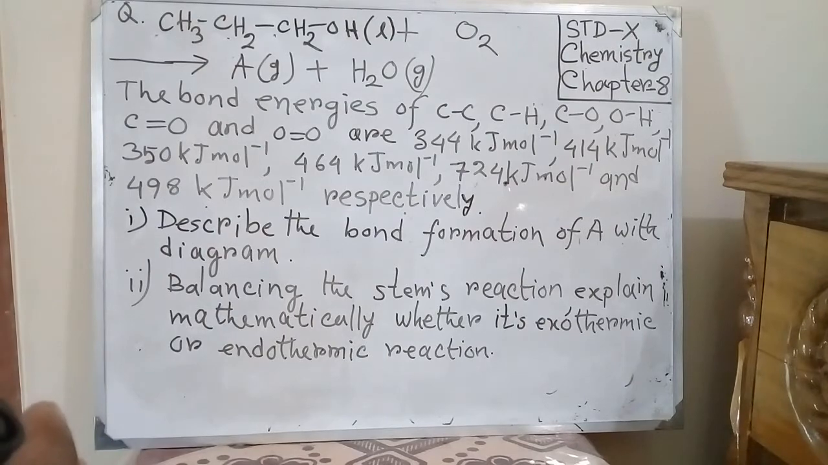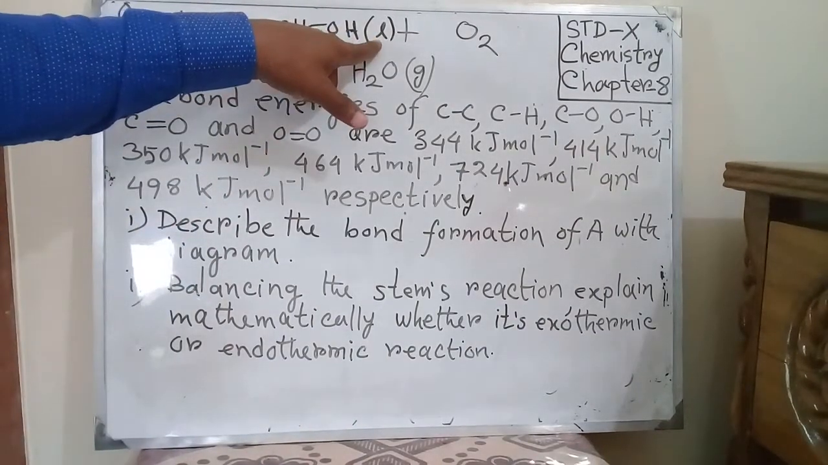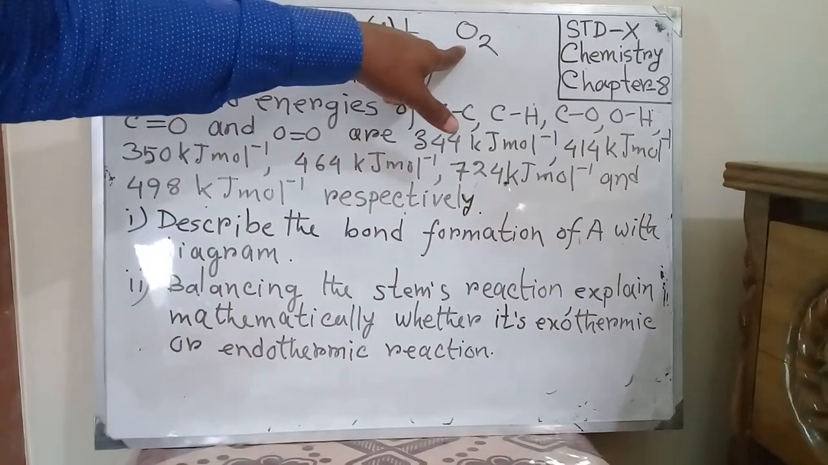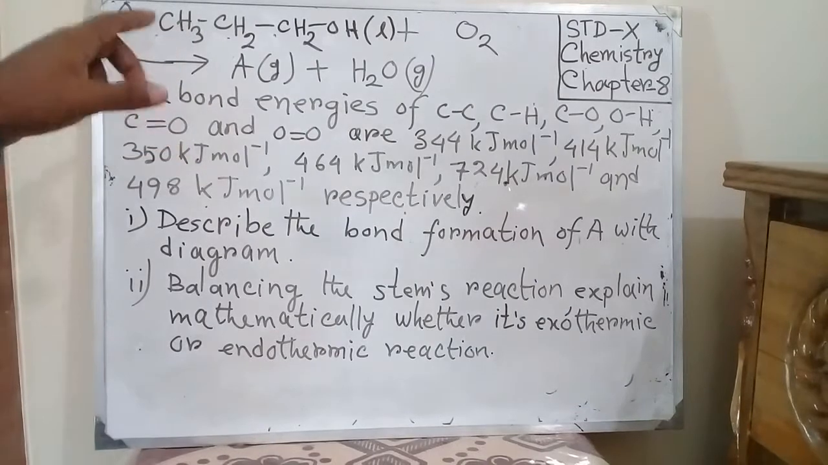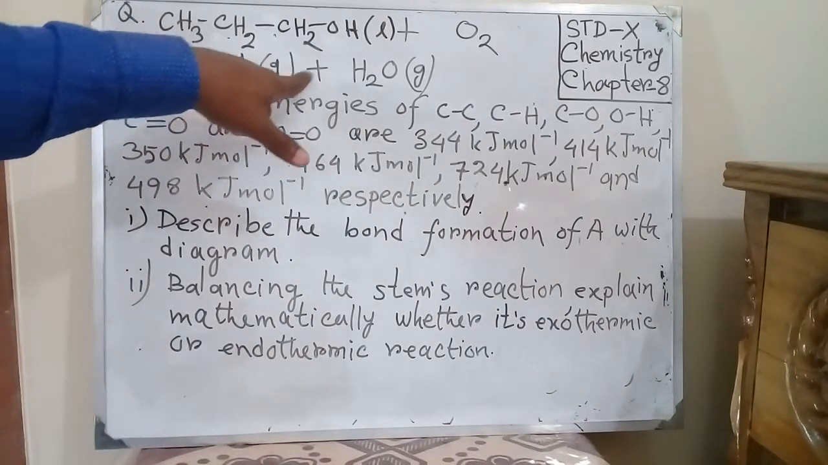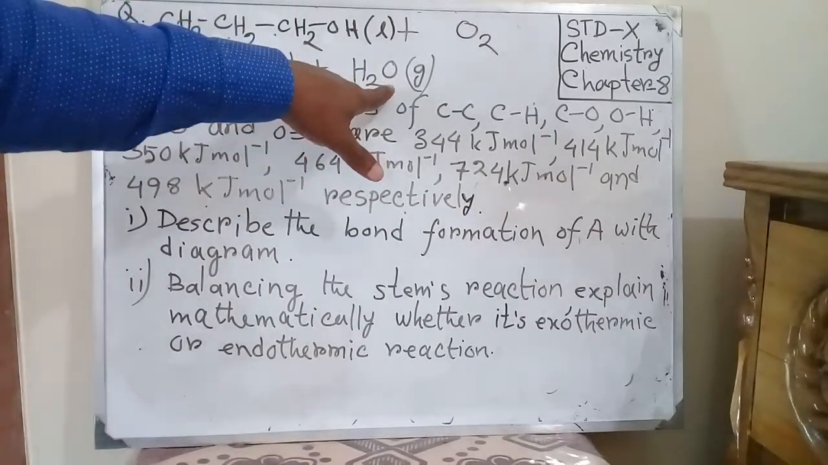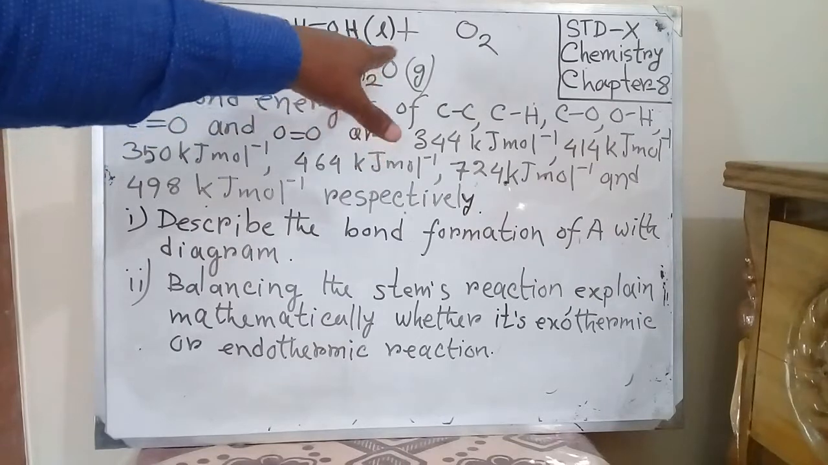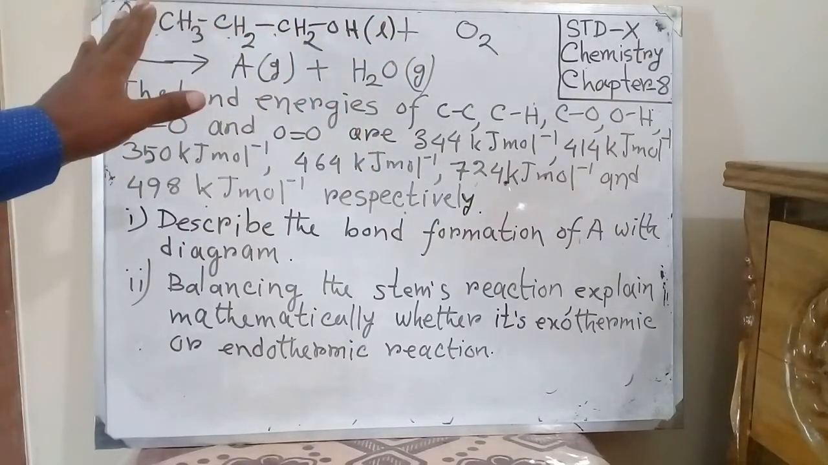CH3-CH2-CH2-OH, this is liquid, plus oxygen. Then we can get two products. One is this, a gas, plus H2O, that means water gas. That means this is vapor. That's why I have written gas here. So this is the reaction.